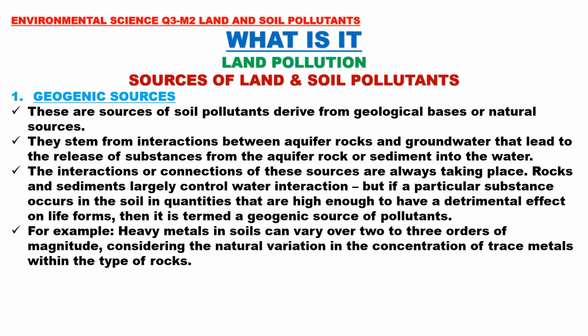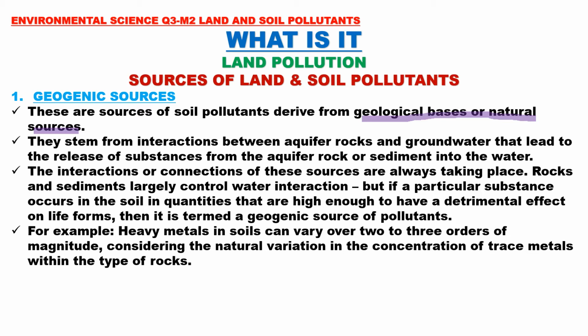Sources of land and soil pollutants. Number 1, geogenic sources. These are sources of soil pollutants derived from geological bases or natural sources. So if it's a natural source, then it's geogenic. They stem from interactions between aquifer rocks and groundwater that lead to the release of substances from the aquifer rock or sediment into the water.